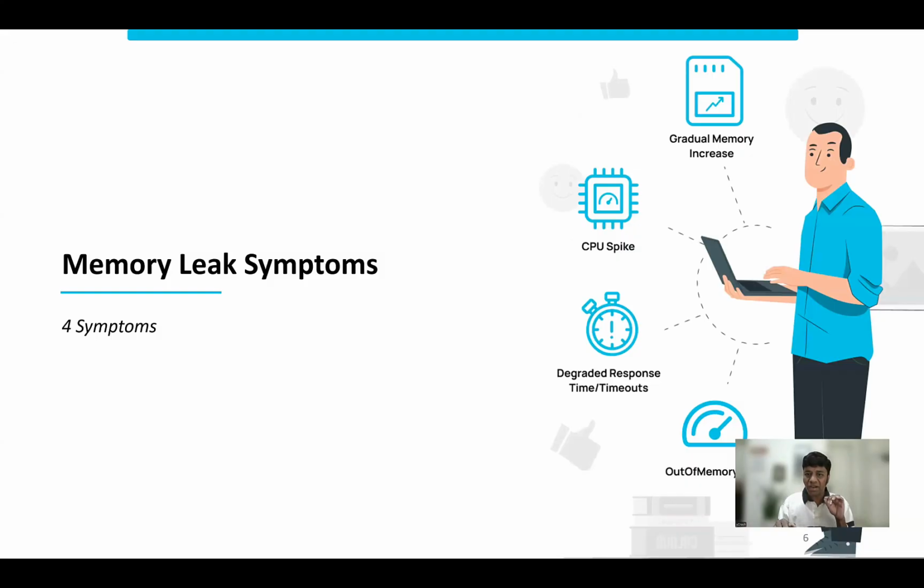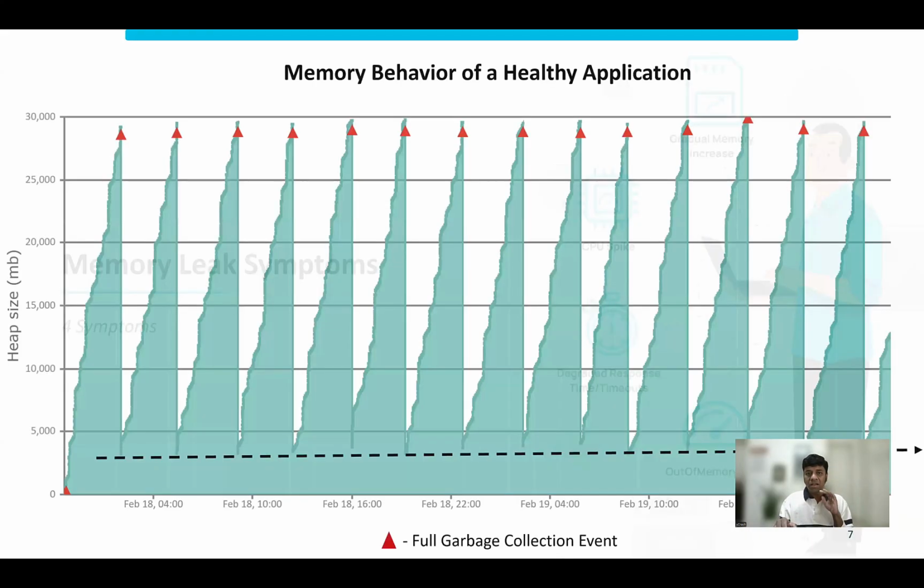See, friends, when a memory leak happens, there are some symptoms you're going to observe in your application. What are those symptoms? Let's review that. There are 4 symptoms, my friends, your application will start to experience when a memory leak is happening. See, this is the memory behavior of an application which is very healthy. Why do I say this is the memory behavior of a healthy application? Look at this. As requests are coming, the memory is building up. Memory keeps on building up.